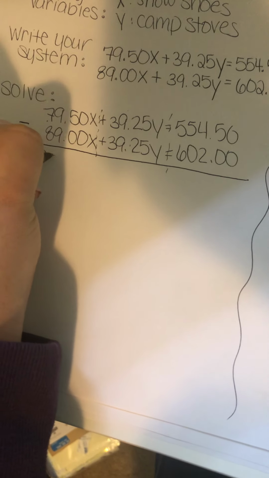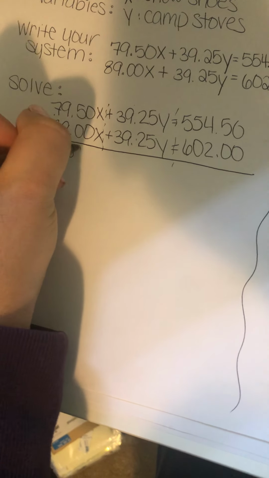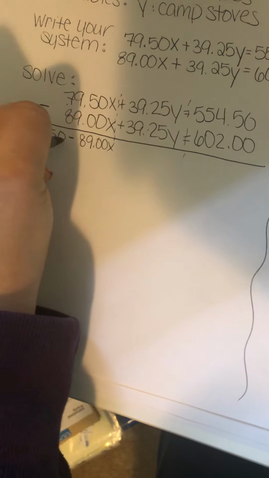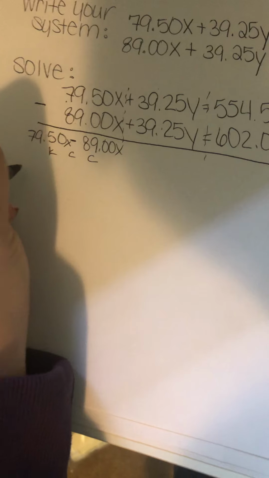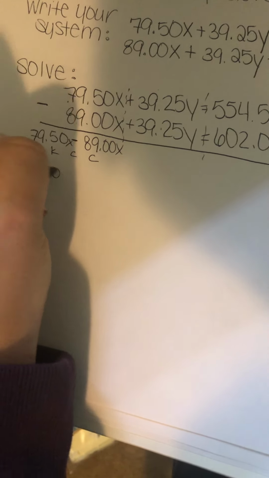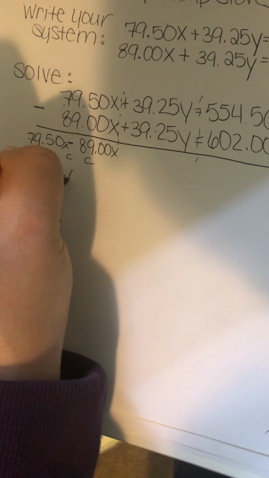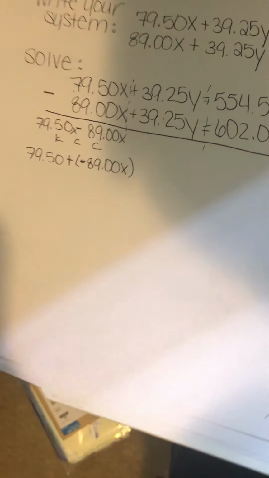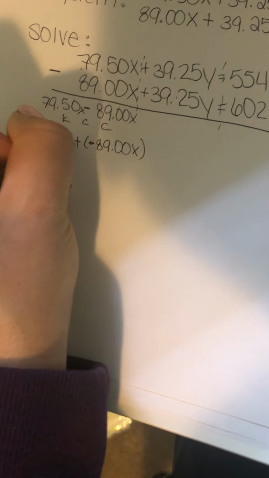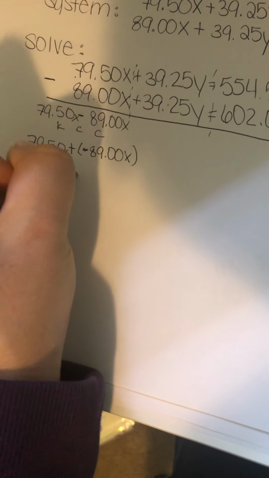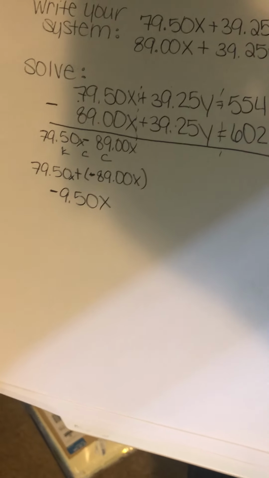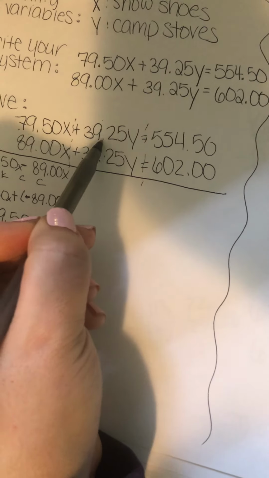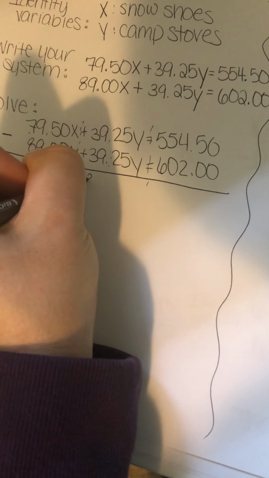7.950x minus 8.9x. Oops, I forgot my x. Okay, if I use keep, change, change, we're going to get keep 7.950x, change to plus, and the 8.9x becomes negative. When I combine those together, I would get negative 9.50x, and then we go to 39.25y minus 39.25y.